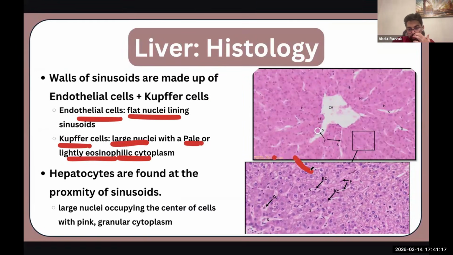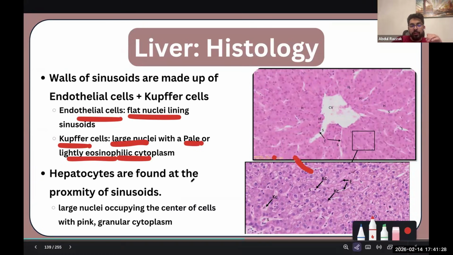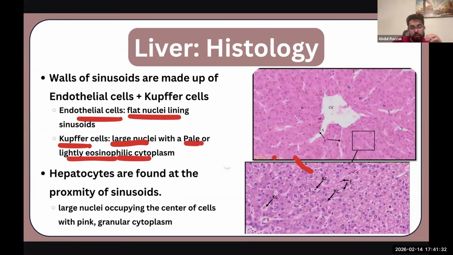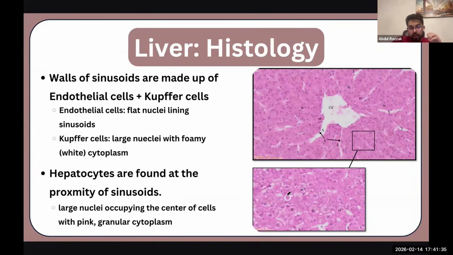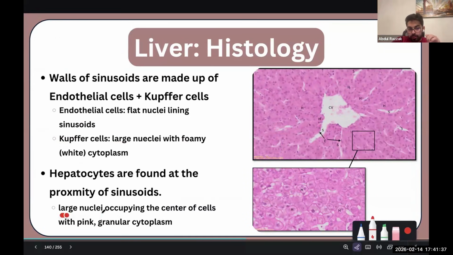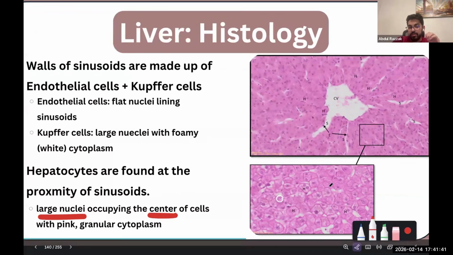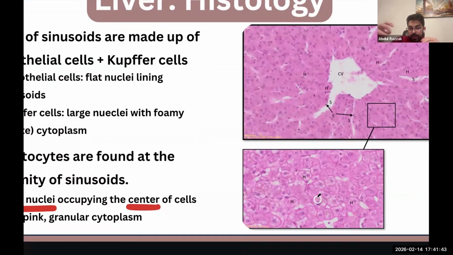Now let's compare those cells that are lining the sinusoids to the hepatocytes. Hepatocytes are found in proximity to the sinusoids on the sides, not lining them, just on the side of those endothelial cells. And they are polygonal in shape, so they have the shape of a square or a pentagon. They have large nuclei in the center, tamam? That's very, very prominent. You can easily tell this is a hepatocyte.